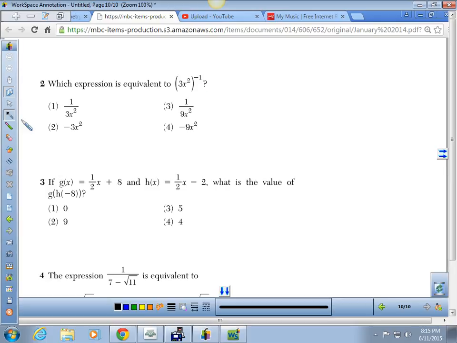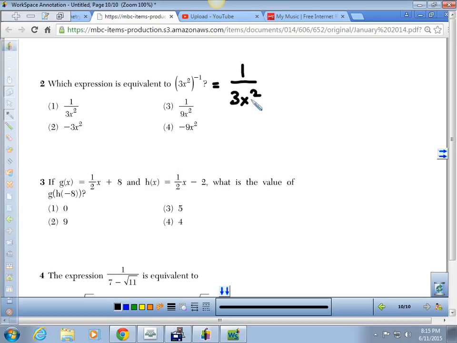Okay. What do negative exponents do? They reciprocate, right? What is the reciprocal of 3x squared over 1? 1 over 3x squared. What's being squared? Just the x. What answer do we have? Choice number 1.